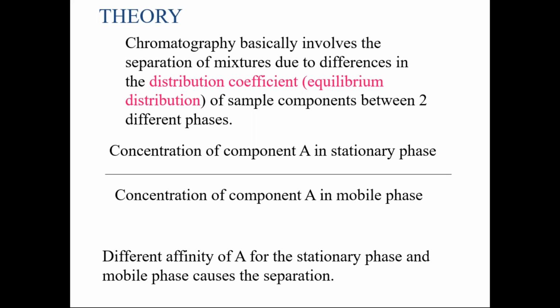In many cases, it will be called the partition coefficient, and many a time it might be called the equilibrium distribution coefficient. In all these cases, the term is the concentration of component A in phase 1 divided by the concentration of the component in phase 2.